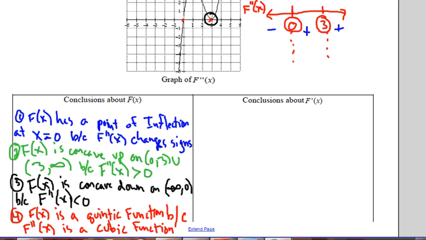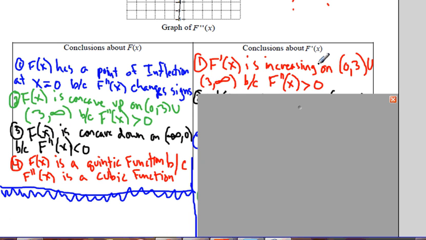All right, let's look at conclusions about f prime of x. I'm going to write a bunch of these down, then we'll talk about them. So conclusions about the first derivative. In these, we're starting with the second derivative and learning about the first derivative. This is similar to what we did on the second one when we had the first derivative and we were making conclusions about the original function. So it's going backwards one derivative.